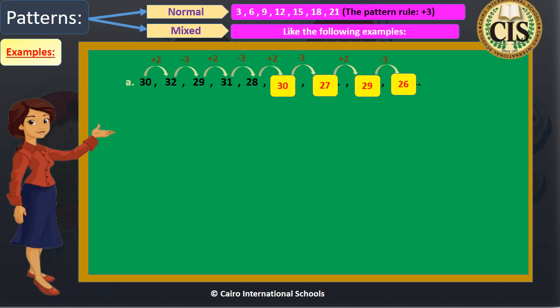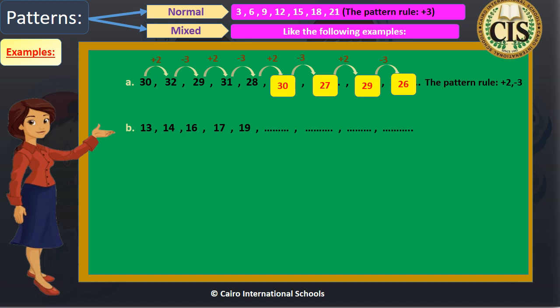Yeah, now we can say that the pattern rule is plus 2 minus 3, because each time we are adding 2, then subtracting 3. Adding 2, then subtracting 3, and so on. Look at the next one. 13, 14, 16, 17, 19.